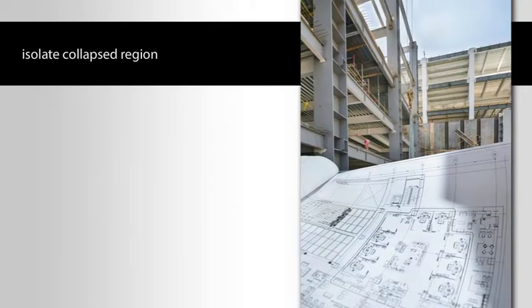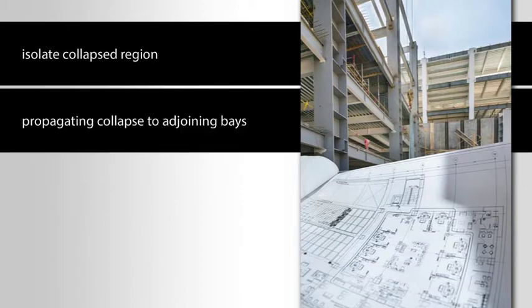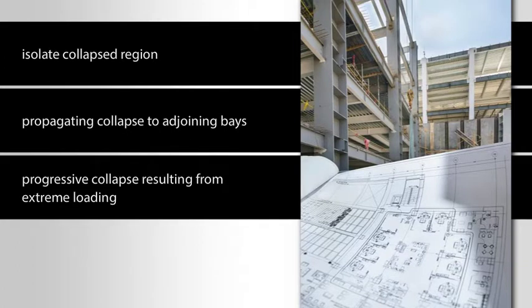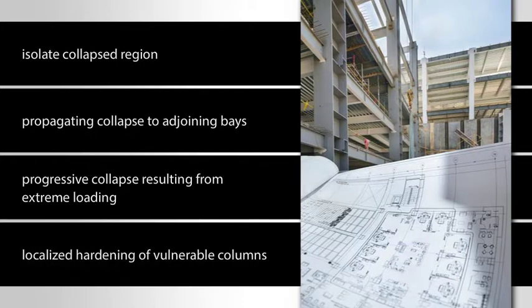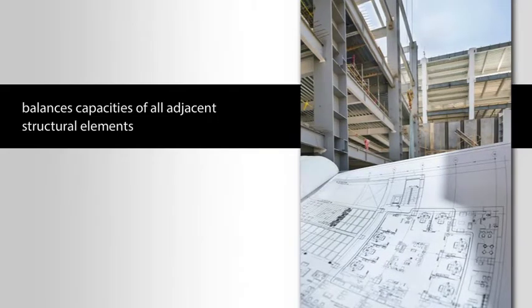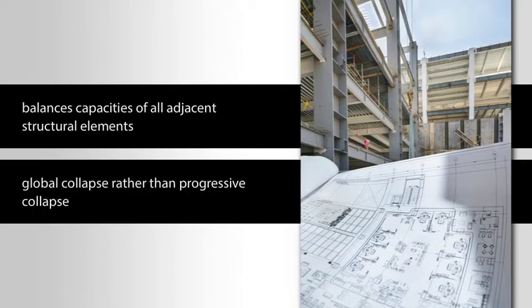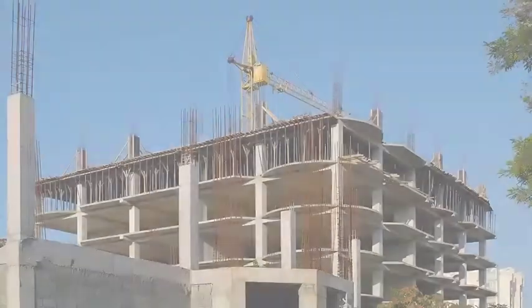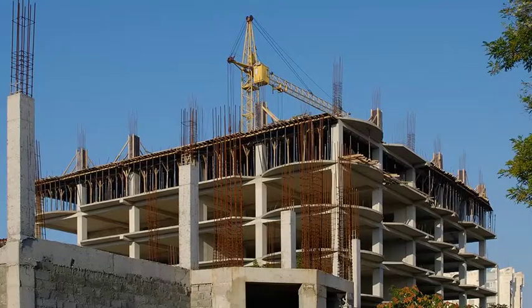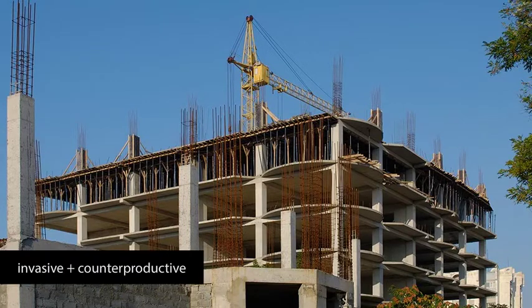In such a situation, it may be desirable to isolate the collapse region rather than risk propagating the collapse to adjoining bays. The retrofit of existing buildings to protect against a potential progressive collapse resulting from extreme loading may therefore best be achieved through the localized hardening of vulnerable columns. These columns need only be upgraded to a level of resistance that balances the capacities of all adjacent structural elements. At greater blast intensities, the resulting damage would be extensive and create global collapse rather than progressive collapse. Attempts to upgrade the building to conform to the alternate path approach would be invasive and potentially counterproductive.